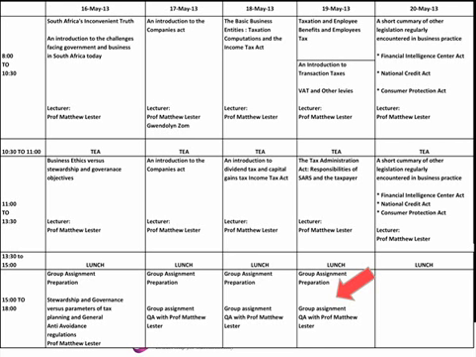On the final morning, we will be looking at other pieces of legislation which affect your business on a daily basis, such as the Financial Intelligence Centre Act, the National Credit Act, and the Consumer Protection Act.